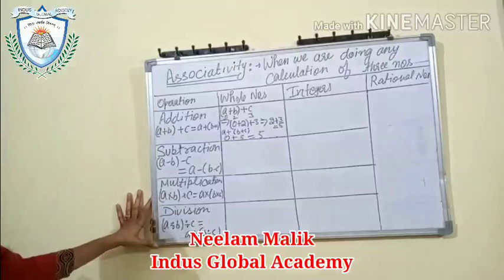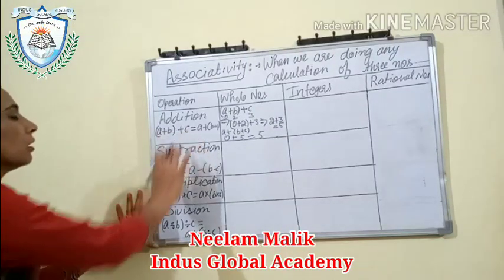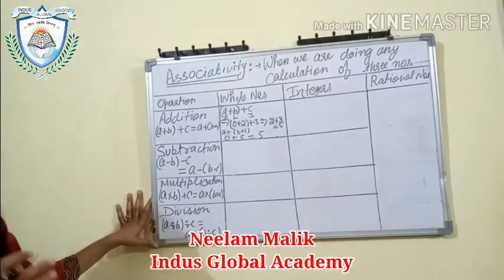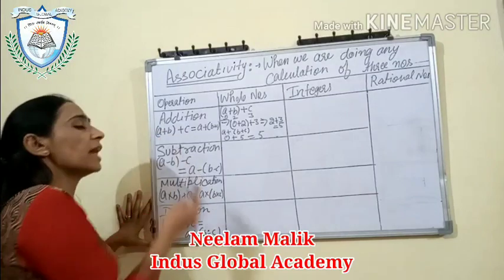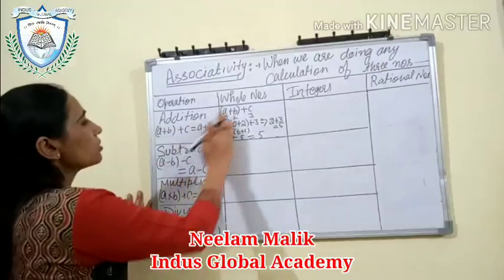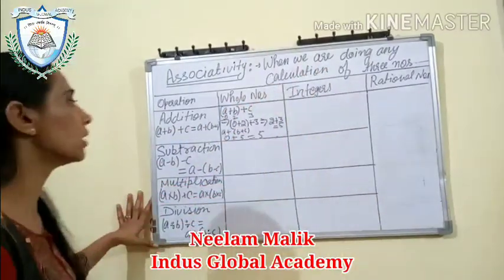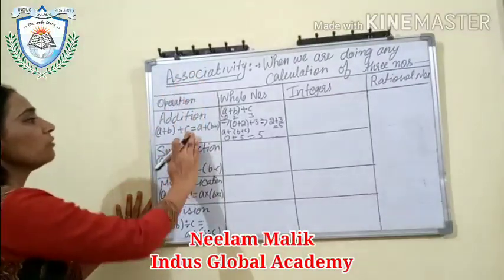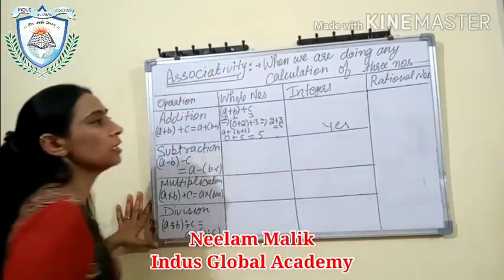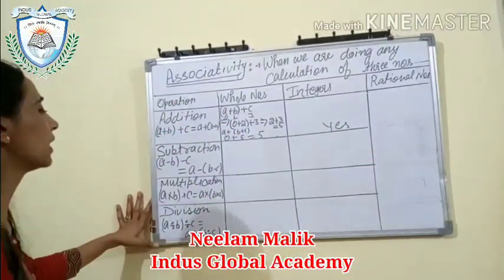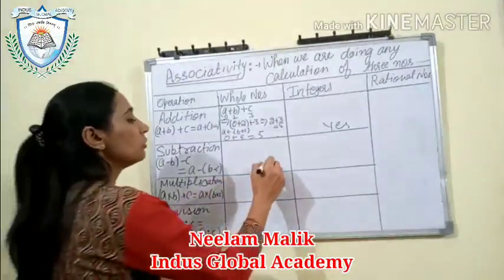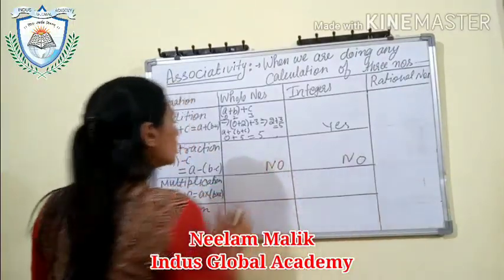Okay, so when you are changing the order of your integers, whole numbers and rational numbers, if you are having 3 numbers and you are changing their order, means you can add those numbers in any order, your answer will be the same. So we can say whole numbers, integers and rational numbers all are associative under addition. So in all it will be yes. Okay, I will check this for rational numbers, I'll give you one example. And for subtraction, it will not be true in any case, so it will be no, as we have done previously. You can check this on your own.